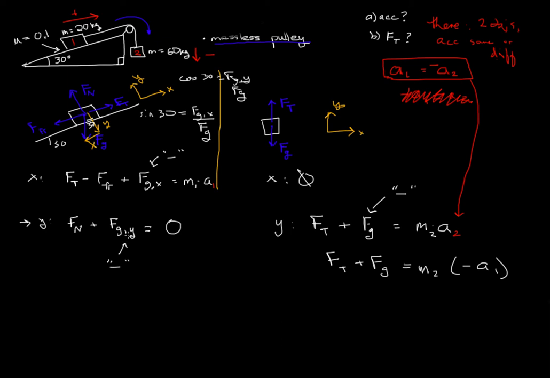Okay, so in the y direction, we can say normal force plus Fg cosine 30 equals 0. And what is force due to gravity? Well, force due to gravity is the mass of your object, which is 20 kilograms, times the acceleration due to gravity, which is negative 9.8.